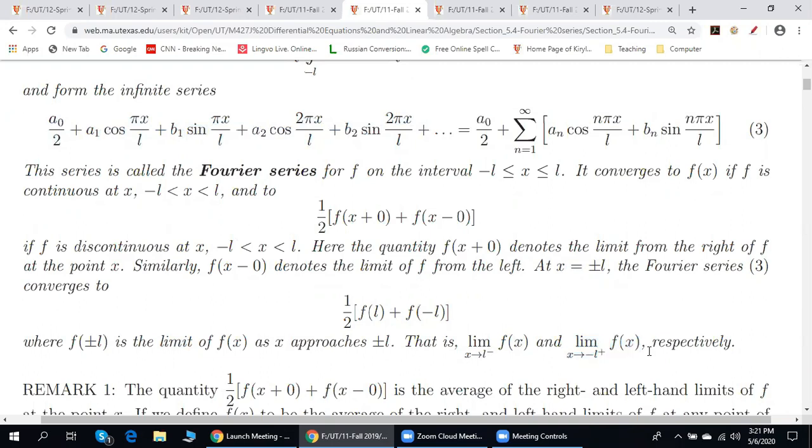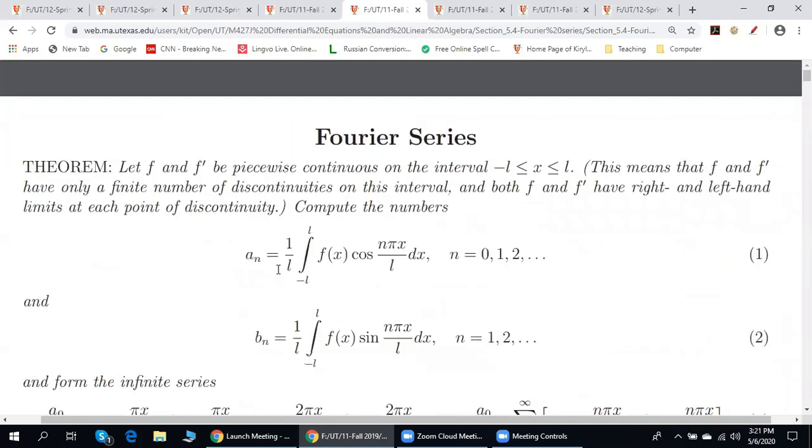Folks, think about questions here. What is f in this case? F in this case is a given piecewise continuous function on the interval. Okay, got it. Thank you.